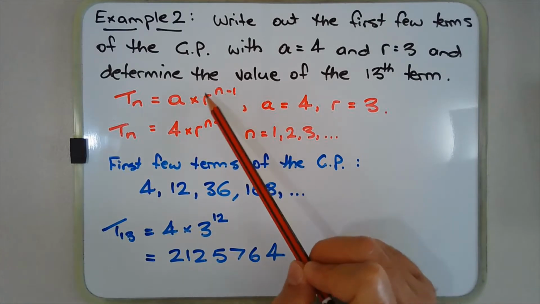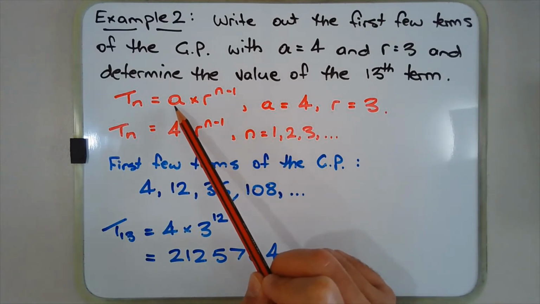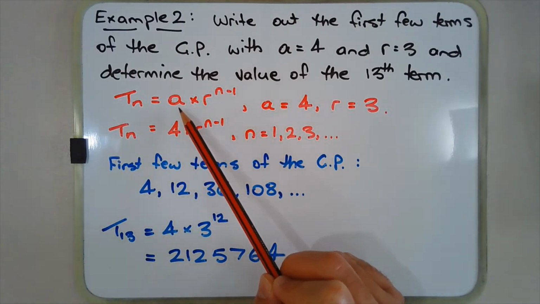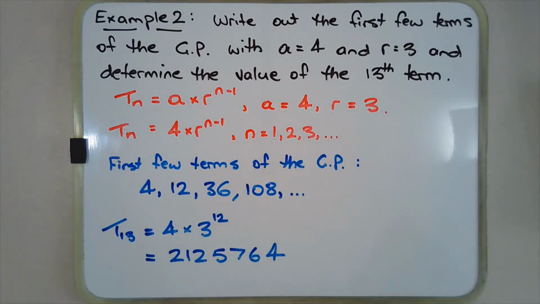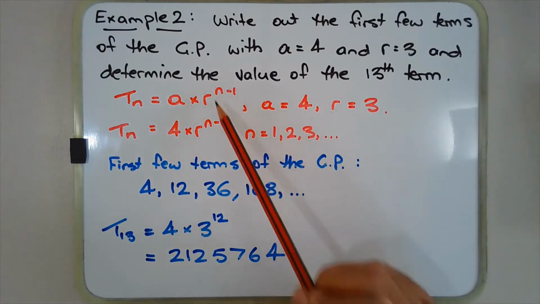And we need n minus 1 common ratios because we start off with the first term, but to get to the second term, we just multiply by 1 lot of R. To get to the third term, we multiply by 2 lots of R, so R times R and so on. Hence why it's n minus 1.